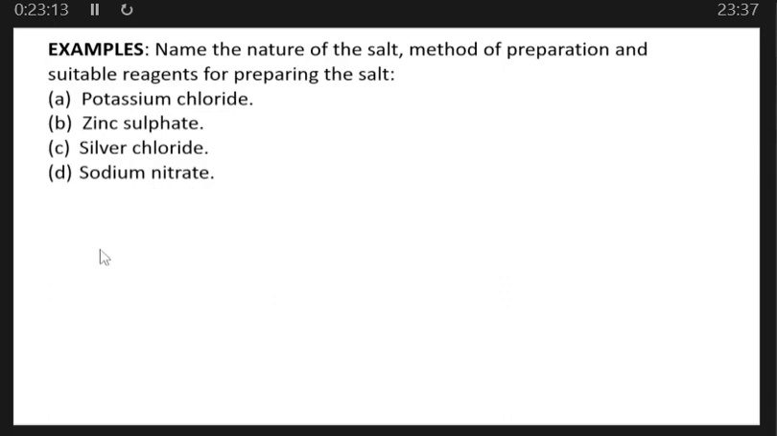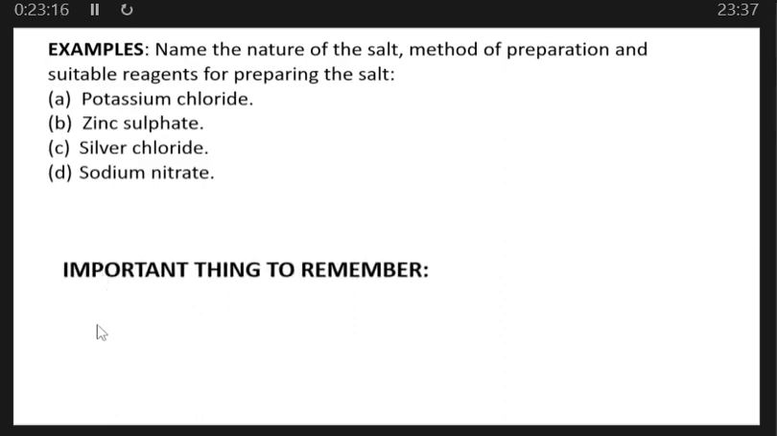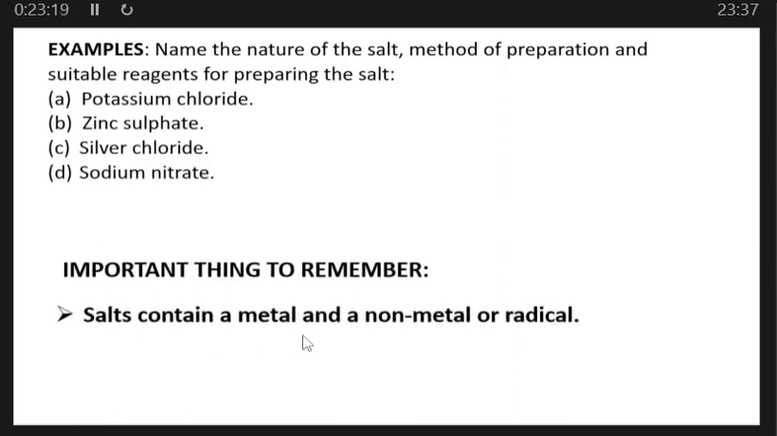All right, so something to remember here. We are saying salts contain a metal and a non-metal or radical. I also said this. For example, we have potassium chloride: potassium, a metal, then chloride, a non-metal from chlorine. So let's recall the methods of preparing salts, because this salt here is potassium chloride, so it contains potassium. What did we say?